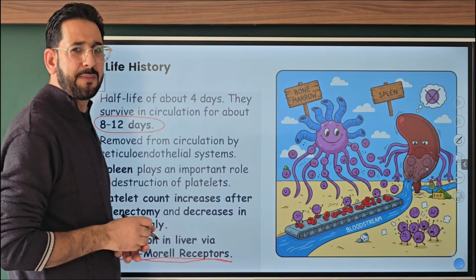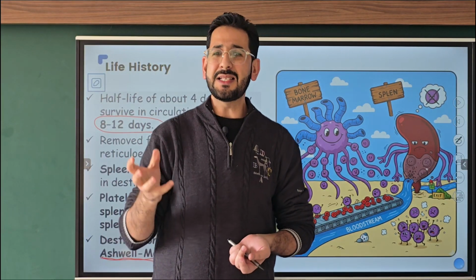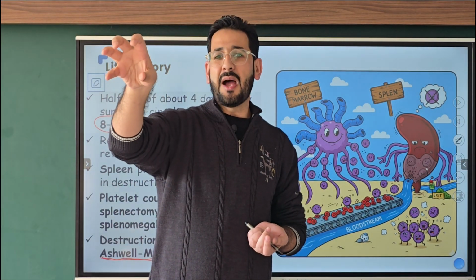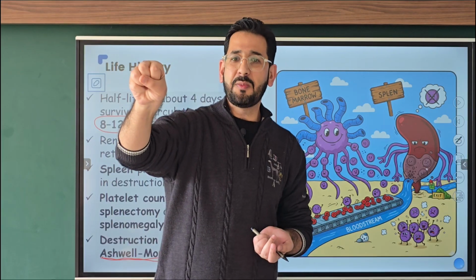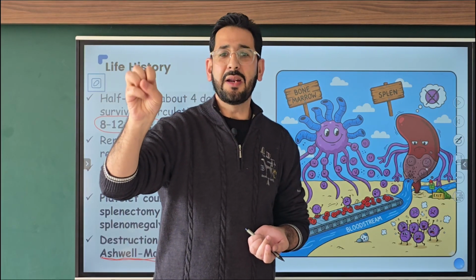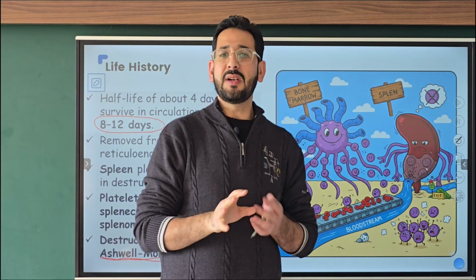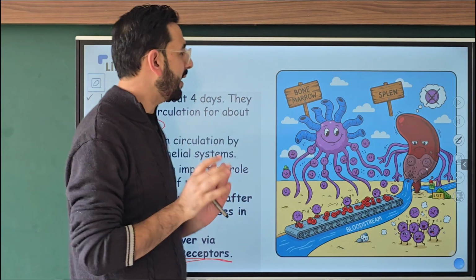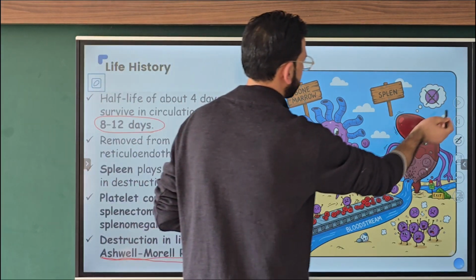Now, Ashwell-Morell receptors are like, oh, there is no sialic acid, there is galactose, come, I will grab it, and this platelet will be grabbed there, it will get stuck there, and then it will be taken into the liver and will be destroyed there. Okay, so that is the destruction of platelets.